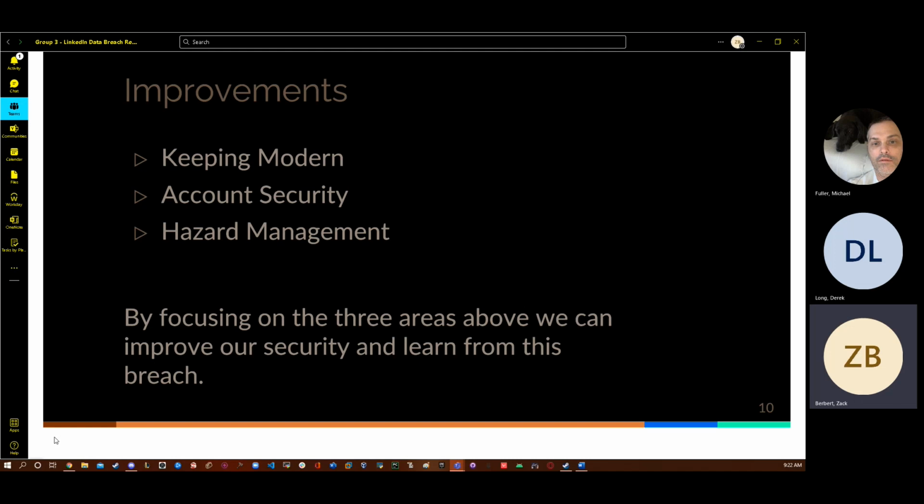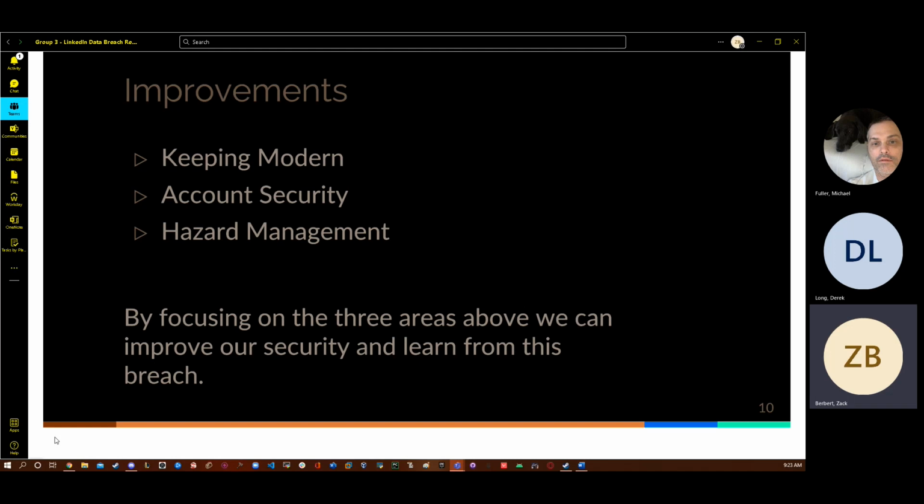Hazard management. This was in regards to their response. As a company, we can do a better job of responding to it. We touched briefly on it, but initially it was thought to be 6.5 million accounts that were breached, and there were emails that after a certain amount of time got sent out to those accounts asking them to change their password, but only those accounts.